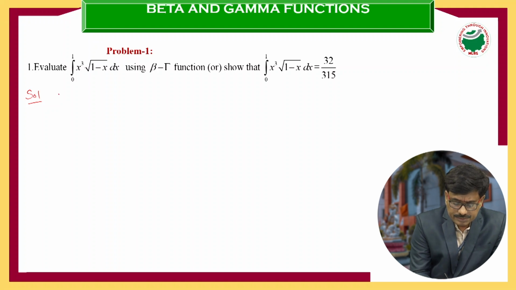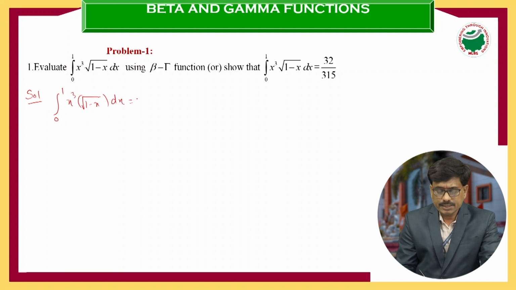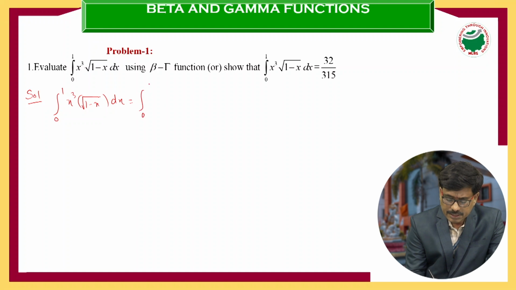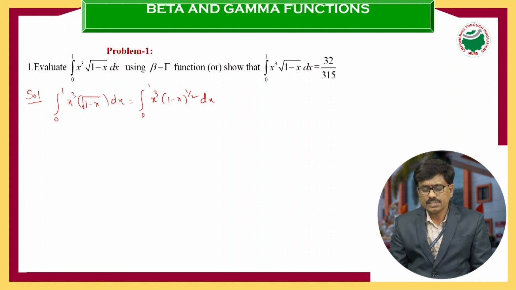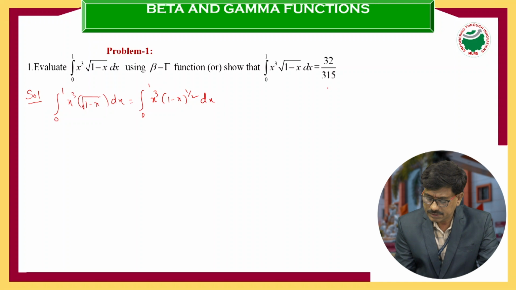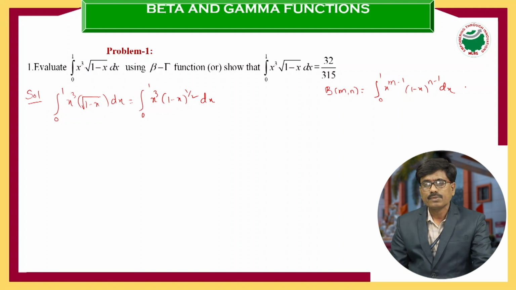Let us take the given function. What is the given integral? Integral from 0 to 1 of x cube into square root of 1 minus x into dx. I can rewrite this integral as x cube into (1 minus x) whole power 1 by 2 into dx. Already you know the definition of the beta function. What is the definition of the beta function? Beta of m comma n is equal to the integral from 0 to 1 of x power m minus 1 into (1 minus x) whole power n minus 1 into dx.